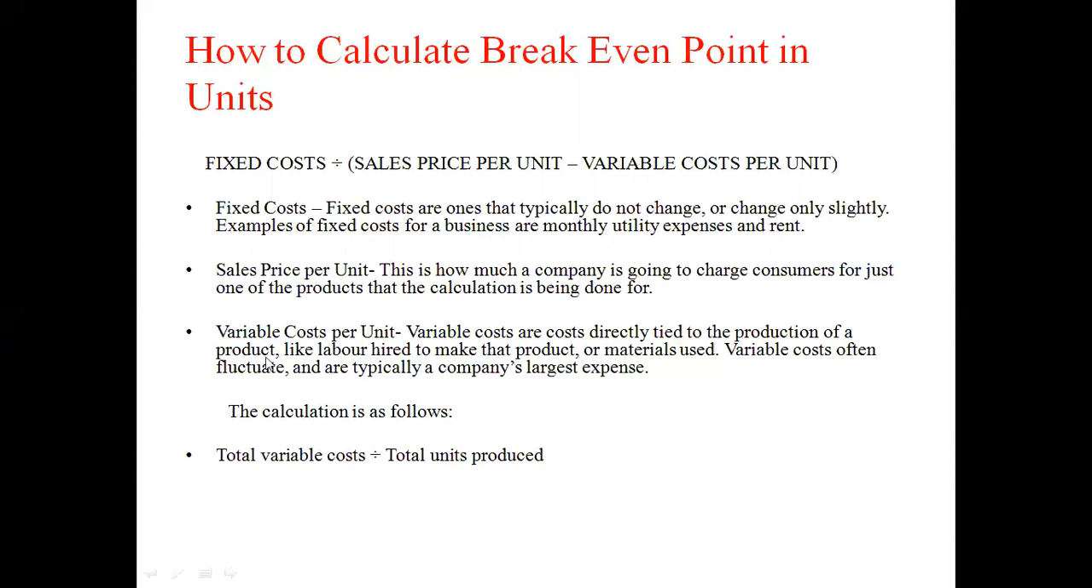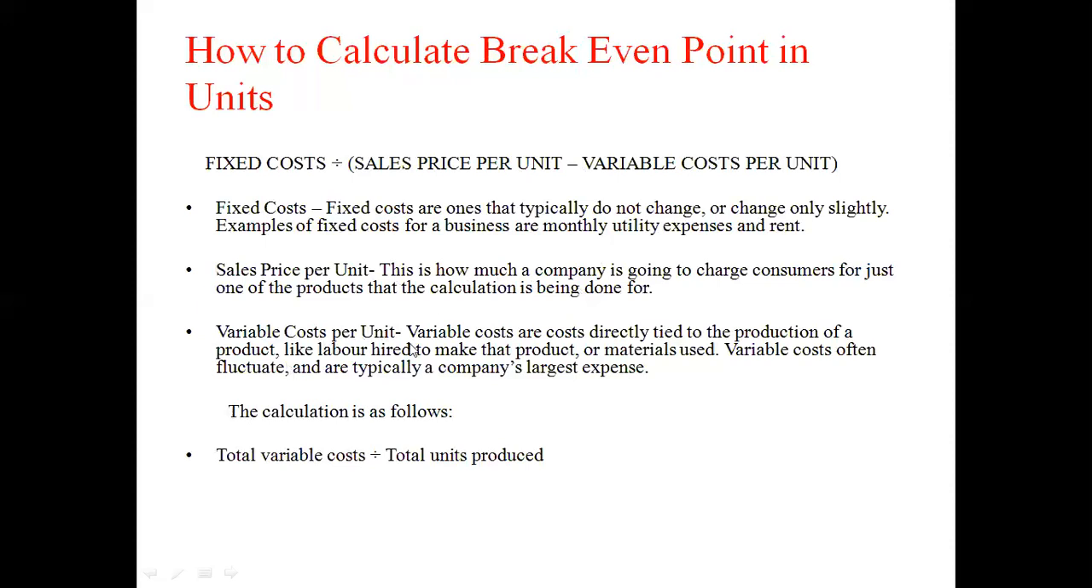Then, how do we calculate the break-even point in units? This can be done by the formula: fixed cost divided by sales price per unit minus variable cost per unit. Sales price per unit means how much a company is going to charge consumers for just one of the products that the calculation is being done for.